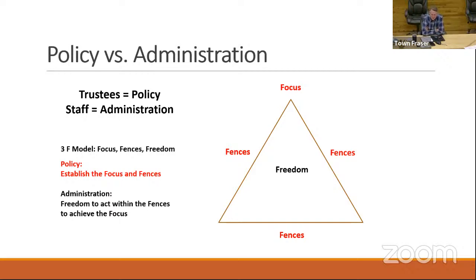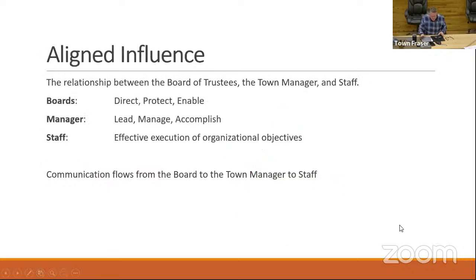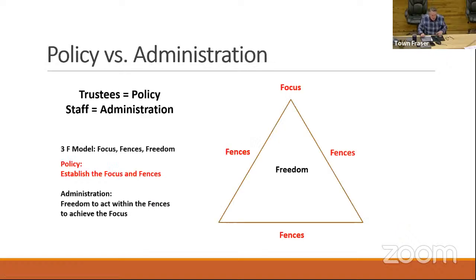So policy versus administration is an important topic, I think, to elected officials, but also to staff. There needs to be a separation between policy and administration. As a trustee, you're responsible for establishing policy, and policy is the laws of the organization. It goes into our municipal code. You're also responsible for establishing those strategic priorities and objectives of the town.